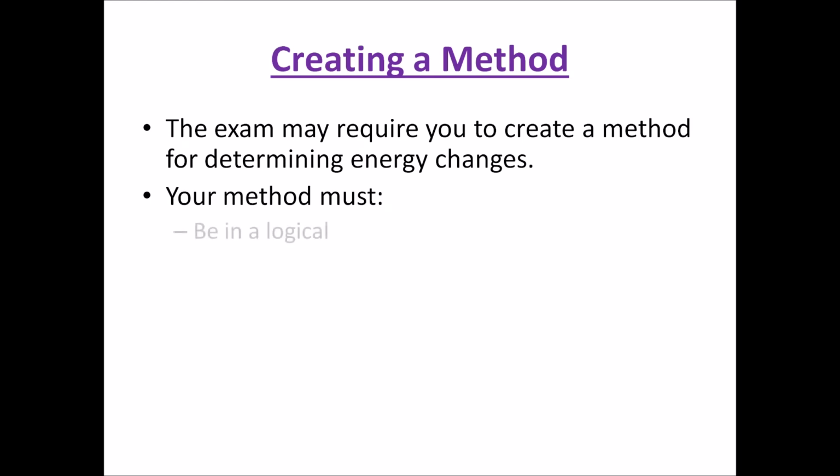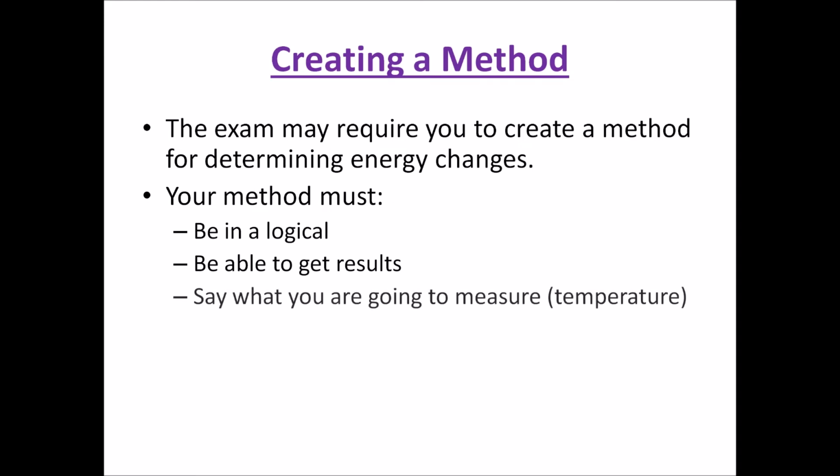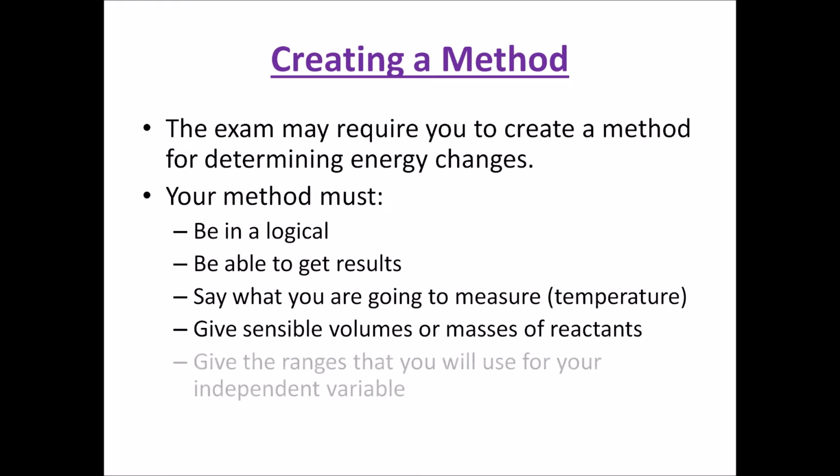Your method must be logical, so it should be in a logical order. You must be able to get results by following the method, so it must suggest steps that would give you some results from a practical. You must say what you're going to measure. In this case, our dependent variable, the temperature change. So you can measure the temperature change in this reaction. And you must give sensible volumes or masses for our reactants. Don't go and say I'm going to use a ton of ammonium nitrate, because obviously no, you're not. And then give the ranges that you're going to use for your independent variable, and we'll have a look at that in a second.